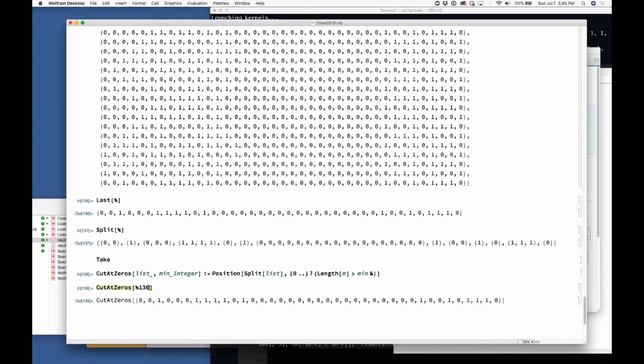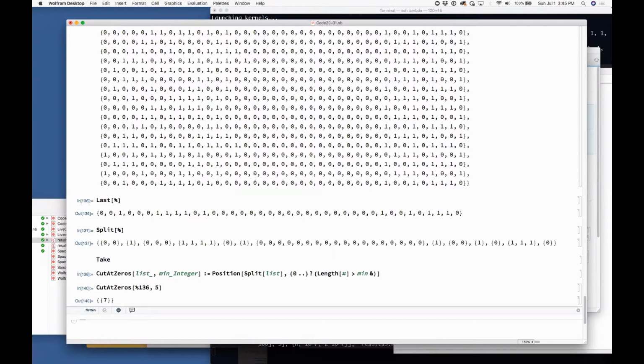Oops, cut at zeros, let's say 5 here. Okay, so that says there's a length 7, at position 7, there's that cut. So what we want to do is basically cut this list at every position. So we want to flatten all those positions up.